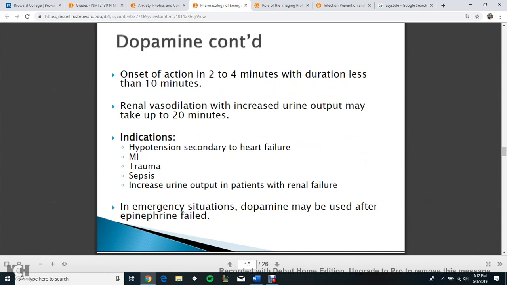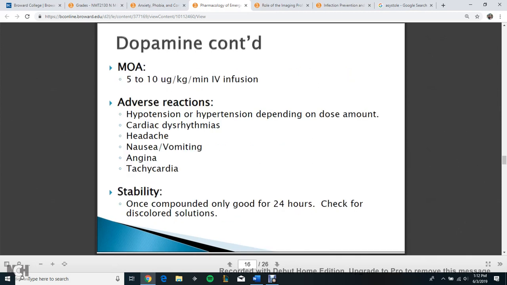Onset of action in 2 to 4 minutes with duration less than 10 minutes. Renal vasodilation with the increased urine output may take up to 20 minutes. Indications: hypotension secondary to heart failure, MI, trauma, sepsis, increased urine output in patients with renal failure. In emergency situations, dopamine may be used after epinephrine has failed.